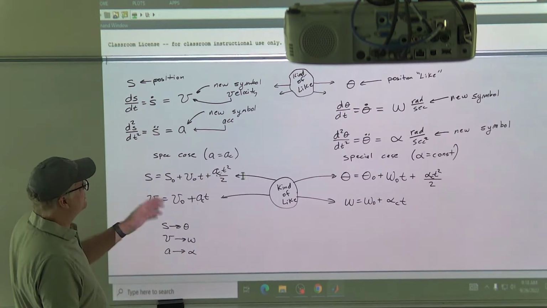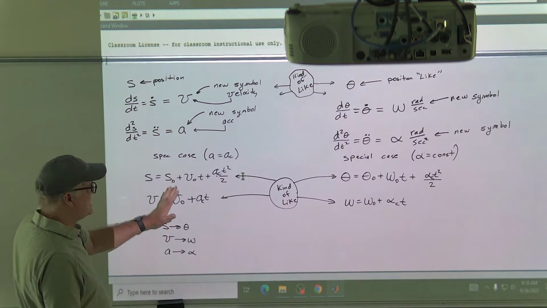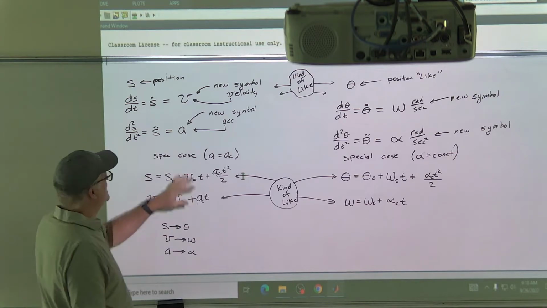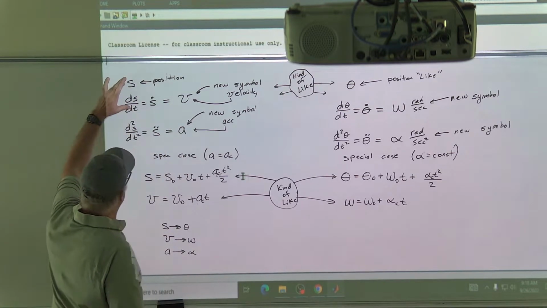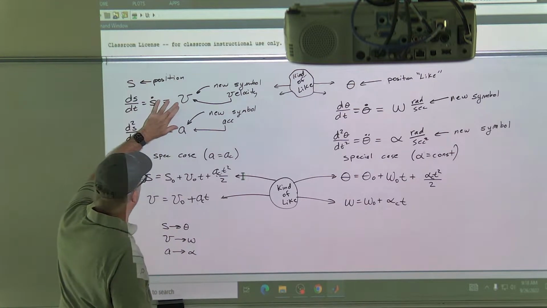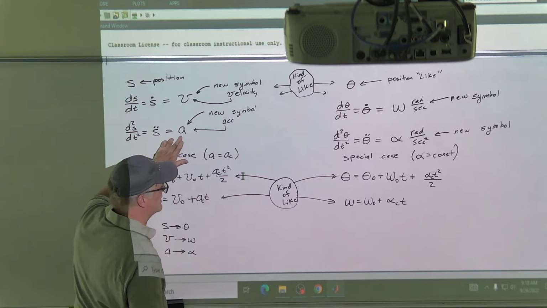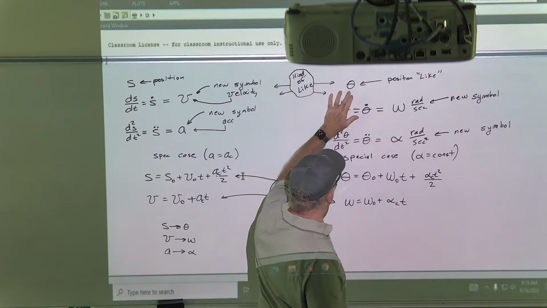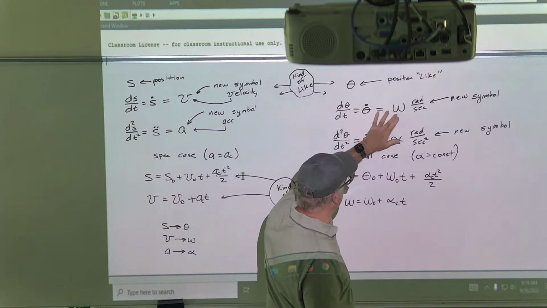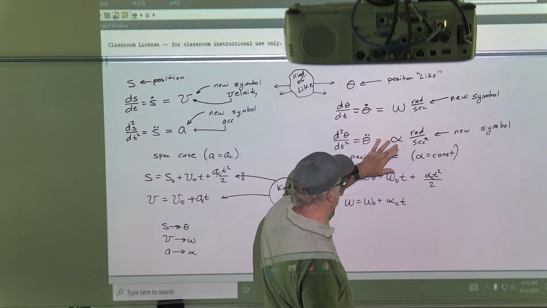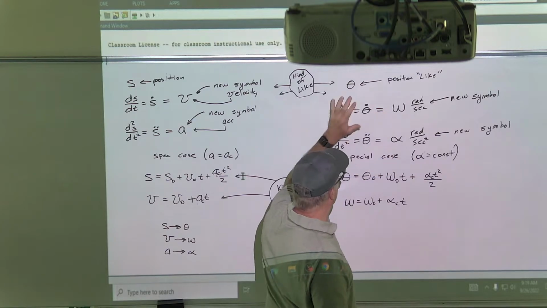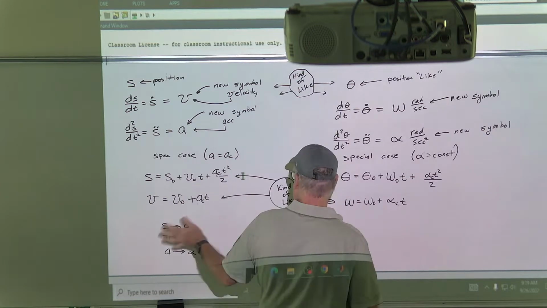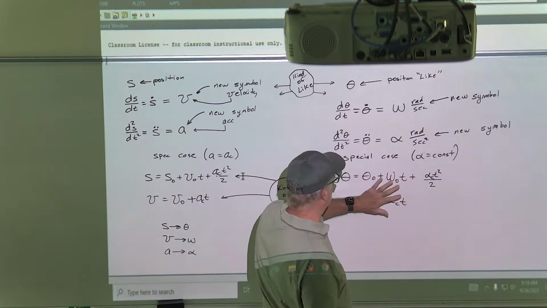There's no difference between these two. Now the meaning is different. There is a different meaning. And the meaning here is that you actually get the position, you actually get the velocity, and you actually get the acceleration. Okay, the mathematics is the same, but this is in radians, this is in radians per second, this is in radians per second squared. If you really want the acceleration or the velocity, you have to go through that equation that I just erased.